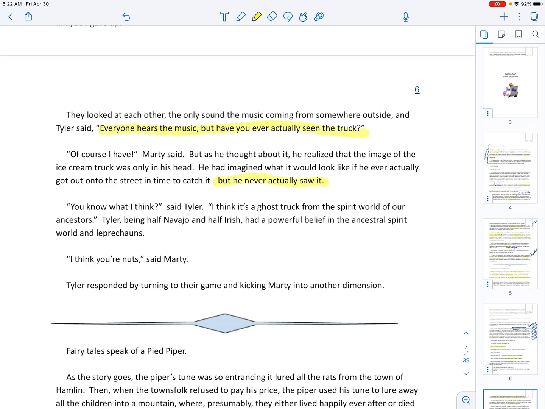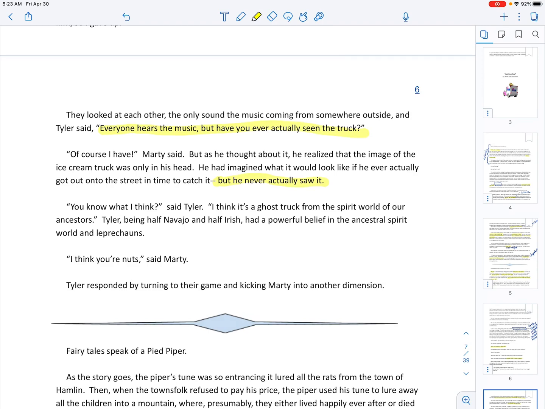So this goes to show you that Marty, while they don't give us his age, is certainly old enough that his friends are growing up and more reasonable in their view of things. If you can't see the truck and you can't catch the truck, then there's no ice cream truck really, and why are we killing ourselves, right?